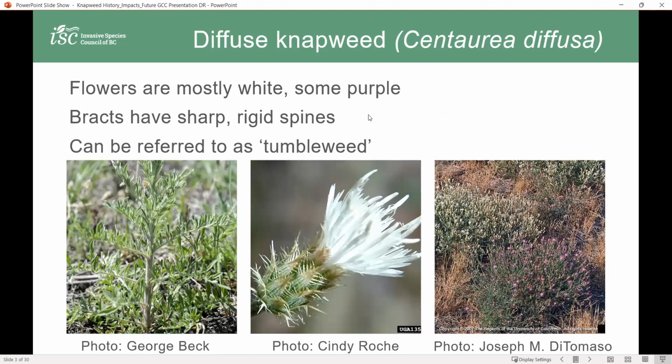It's typically known for its white flowers, but sometimes purple. You can see here in the photo by Joe Di Tomaso. It's thought to be maybe a hybrid of spotted and diffuse, but typically we do see it as a white flower. It has very prominent bracts on the seed head or the flower head, and it has often been referred to as tumbleweed, but indeed the tumbleweed that people refer to is typically Russian thistle. So just maybe a comment on that.